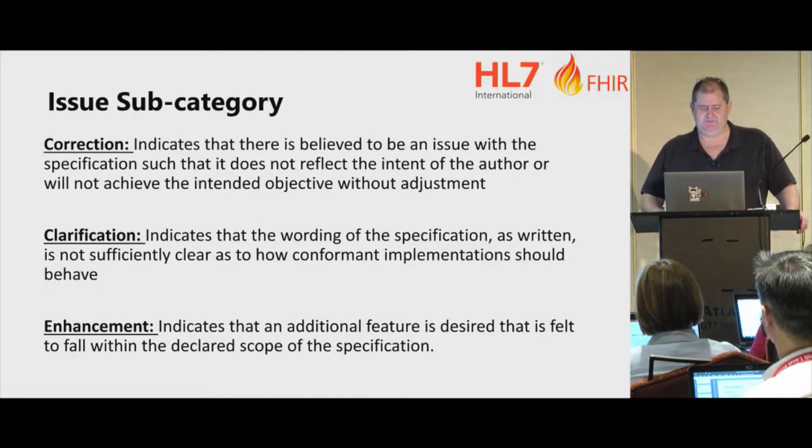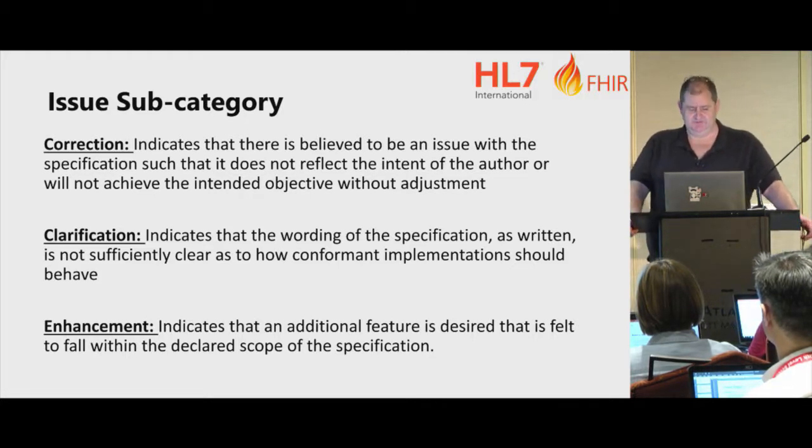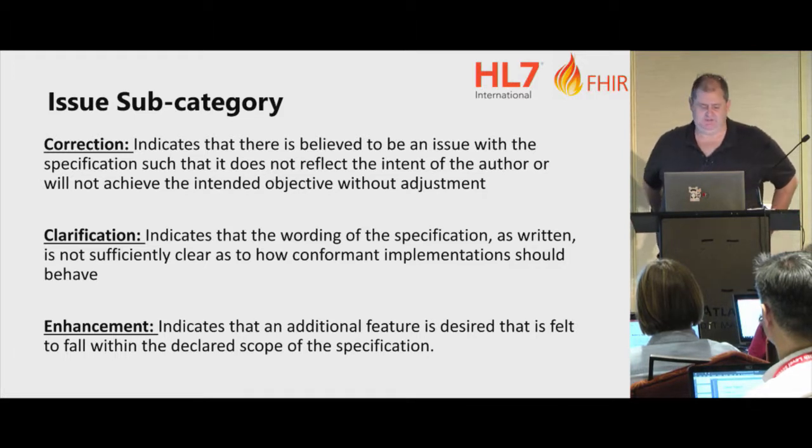And then in terms of subcategory, we have correction and clarification and enhancement, although most people not inside the process have trouble differentiating between these. Correction means that the existing content has a problem. Clarification means that it's just not clear. They're pretty ambiguous between those two at times. And then enhancement means I want to add something additional.